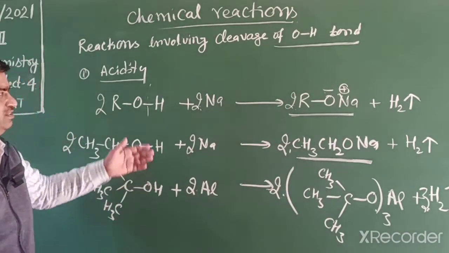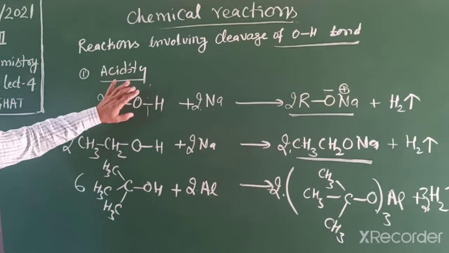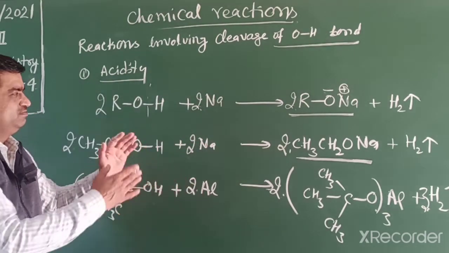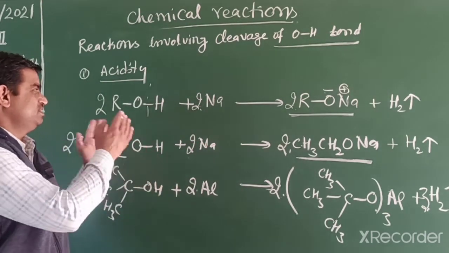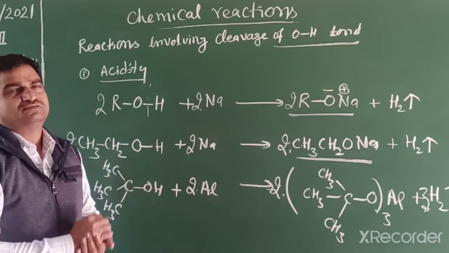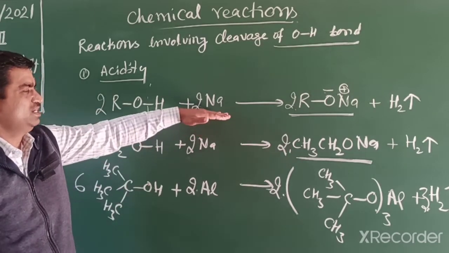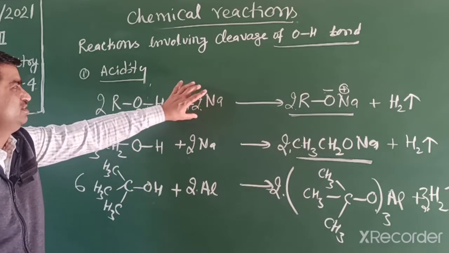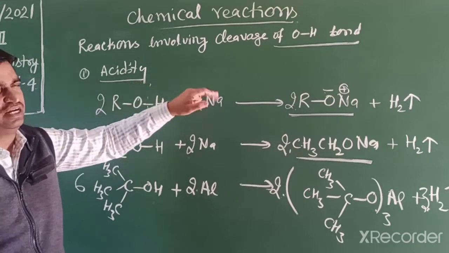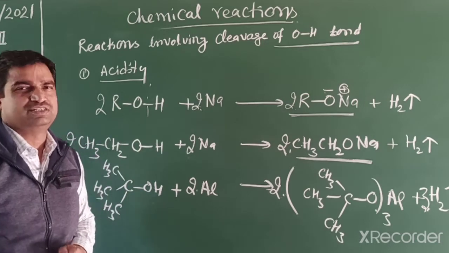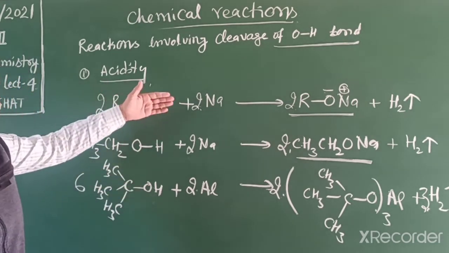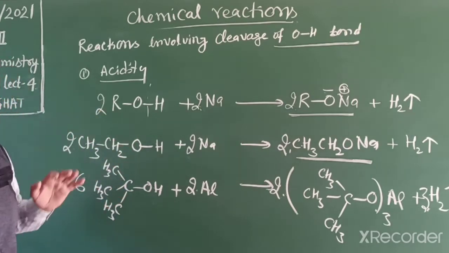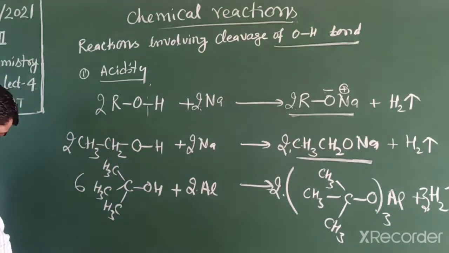In these two reactions, alcohol acts as an acid, because we know that when a metal reacts with any substance and releases hydrogen gas, that substance is known as an acid. So when alcohol reacts with metal, it releases hydrogen gas. So this reaction confirms alcohols are acidic.